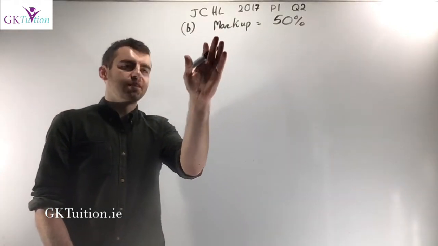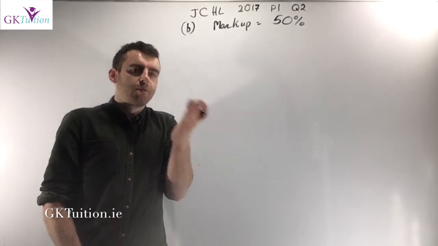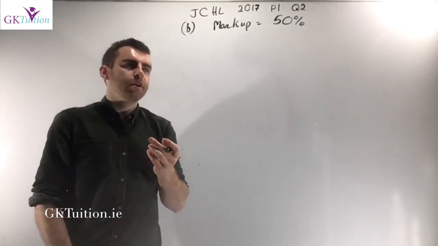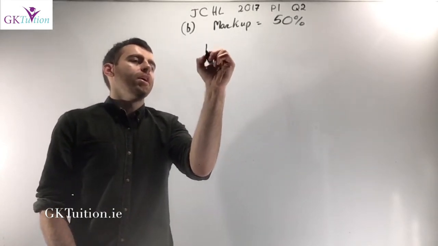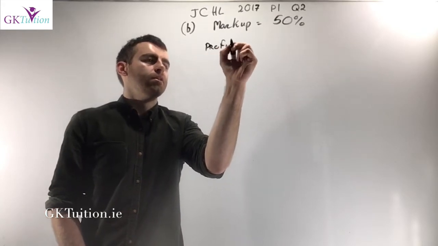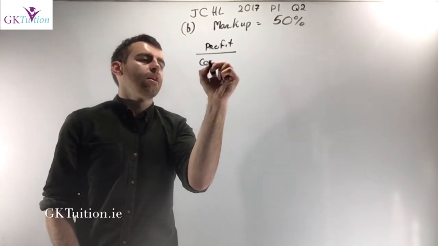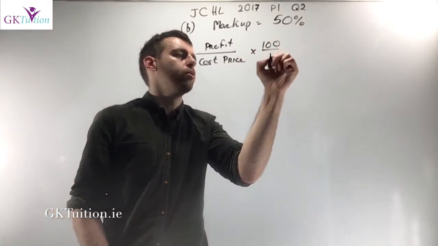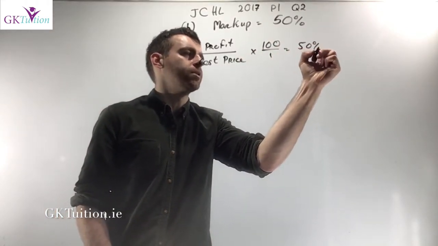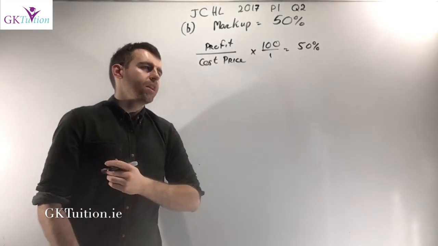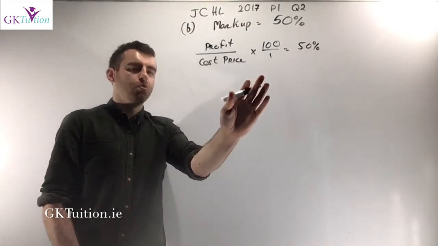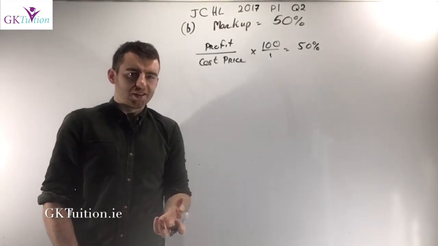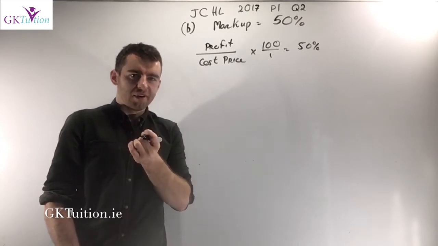I know that we've already calculated the markup for the t-shirt. And in part 1, to calculate the markup, it was the profit divided by the cost price. So I know that the profit divided by the cost price multiplied by 100 over 1 is equal to 50% in this scenario. Now obviously I want to get rid of the 100 over 1 and I don't want things as percentages. It's a lot easier here if we have it as a decimal.